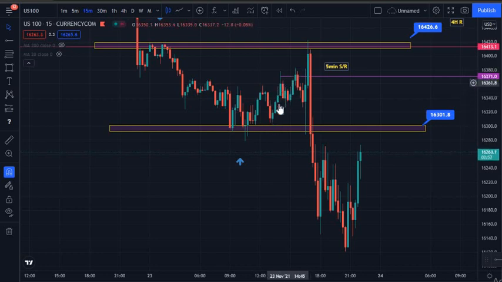So what we had to do as traders is be patient and wait for price to get to our area of value to determine whether we're going to enter the trade or not, right? So now as you can see, price pushed up and it got to this level.